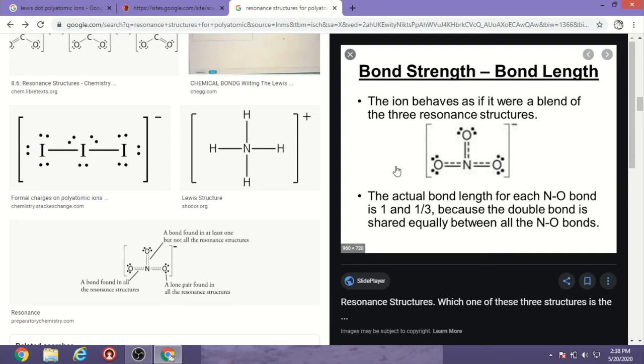So not only is this a shortcut, but it's probably the most relevant as far as quantum chemistry goes. So instead of drawing all three structures, if you want to show that dashed line, I'm okay with that. Don't forget to show your lone pairs where they go, okay?